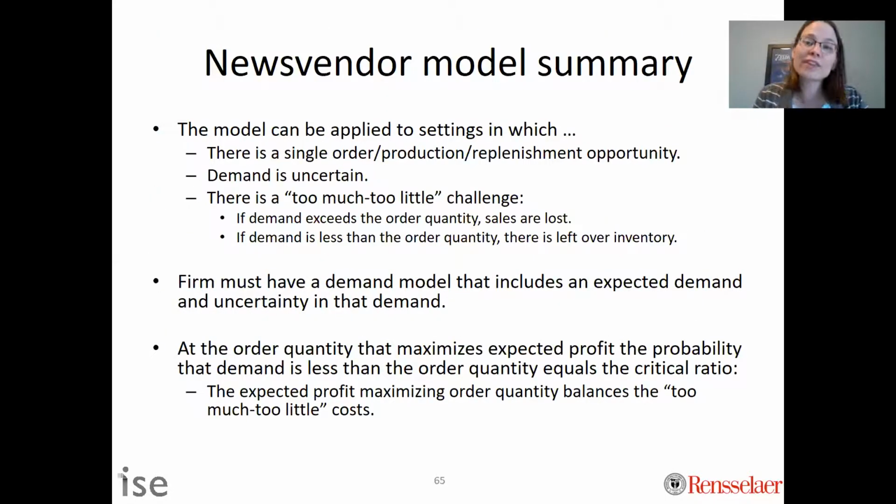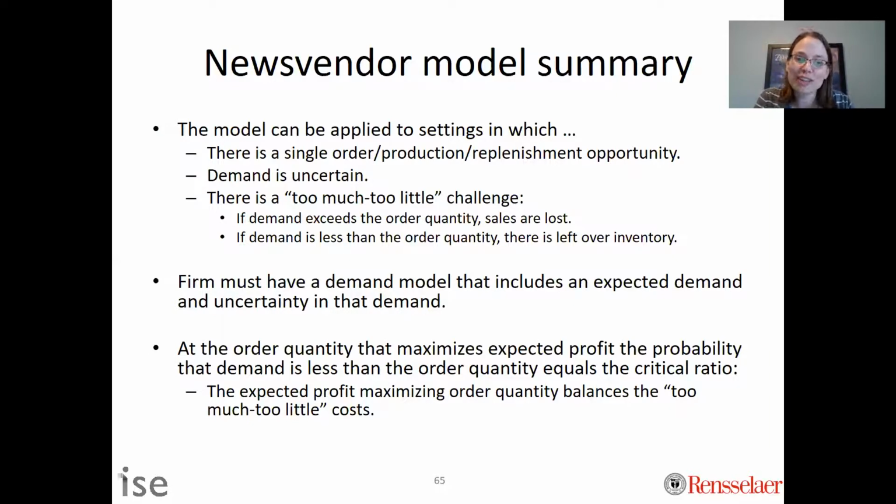In terms of the newsvendor, that was our last inventory model. You should be able to understand which setting is appropriate. And so when you think about what setting is appropriate with the newsvendor, there's a single opportunity to order things. And that single opportunity happens before the selling period. The selling period demand is uncertain, and there's this too much, too little challenge associated with it. If I have too much, then there's inventory left over, and that has some loss of value. If there's too little, I lose sales, is the typical traditional view.